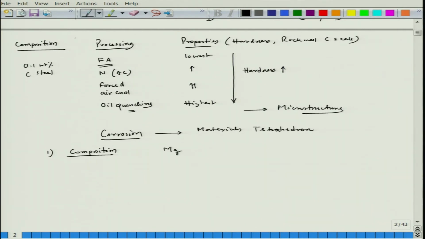Let us take magnesium. We know that magnesium is a very active metal, but in spite of that, magnesium is promising in the sense that it has an extremely low weight, or its density is less. That is why it can be used in some applications like automobiles, where we need less weight in order to have higher fuel efficiency, and if it meets the strength requirement, I think we are fine with that.